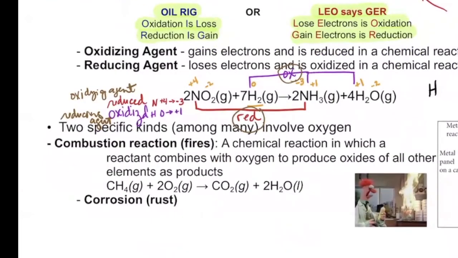And just one last thing on this slide, when you have redox reactions involving oxygen, we can do that 2 ways. One is combustion, which is basically burning. We combine our compound with oxygen and we get carbon dioxide and water as products. That's combustion. Or corrosion, and corrosion typically involves a metal.